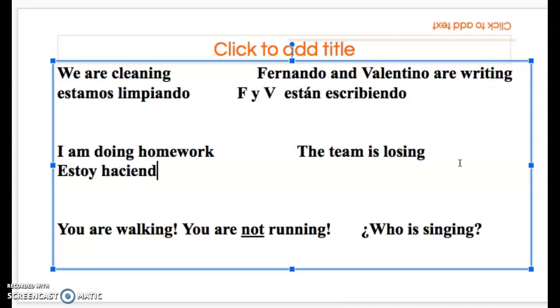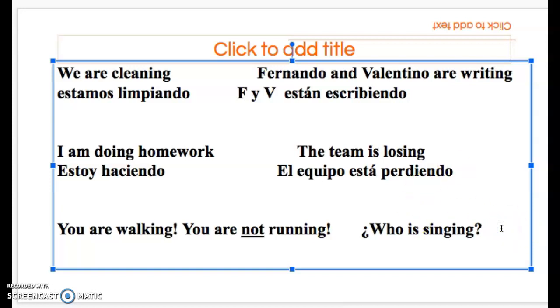Although hacer is normally a weird verb, it's not here. Take off the ER and add ENDO. That's it. The team, el equipo. Whenever you have a unit like family, class, or team, it's singular. We conjugate it with he, she. So we're going to choose está, and remember to lose, perder. So I take off my ER and add IENDO. El equipo está perdiendo.